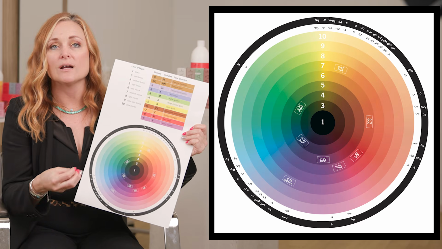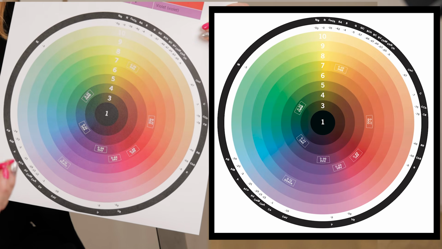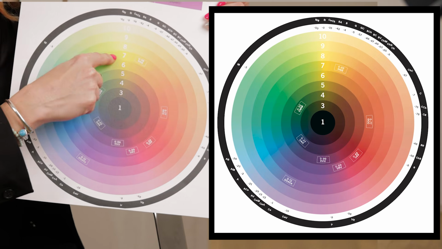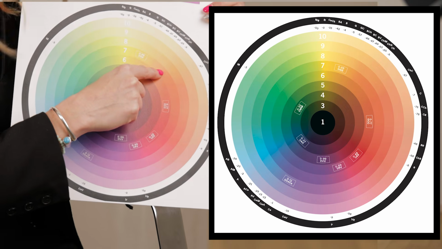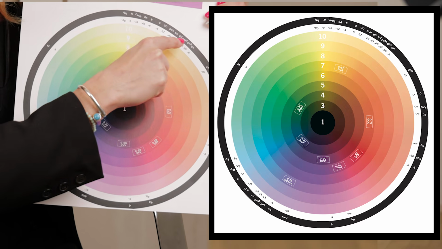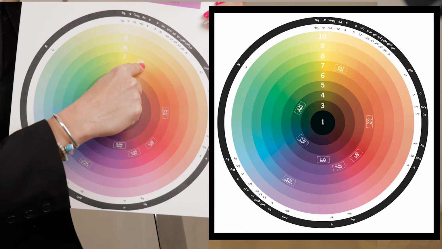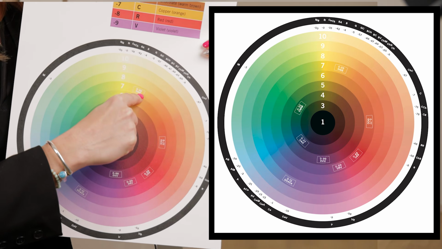If I want to know where a 7-57, which is level 7, gold copper, lives on this chart, I can go into my level 7, come around to where I see a dash 57, which is right here, and see that my color sits right here on the color circle. Now, why does that help me?